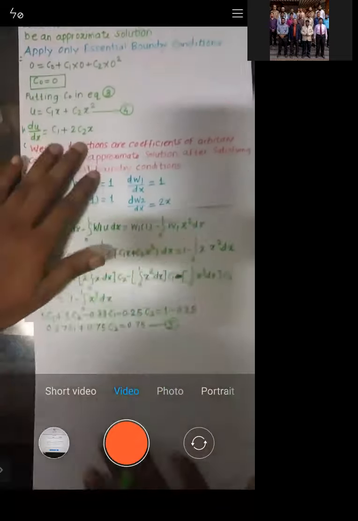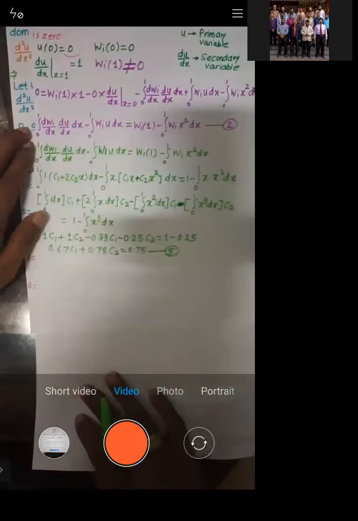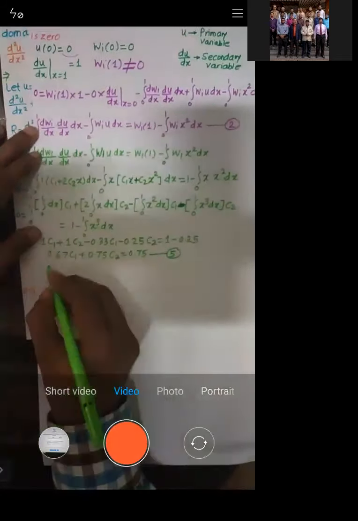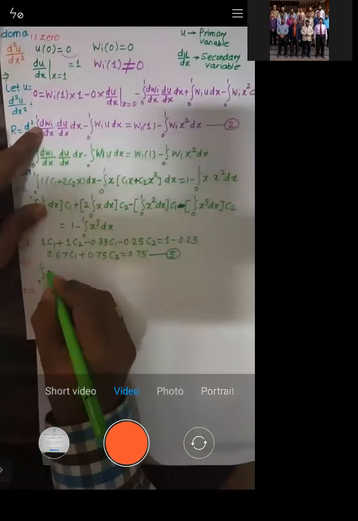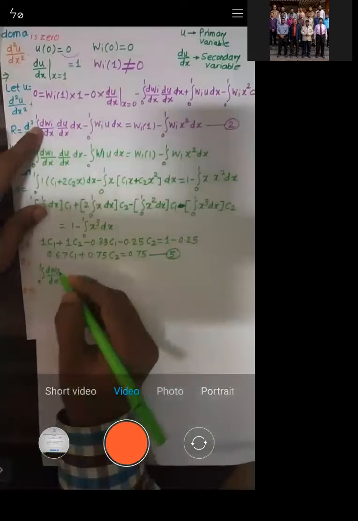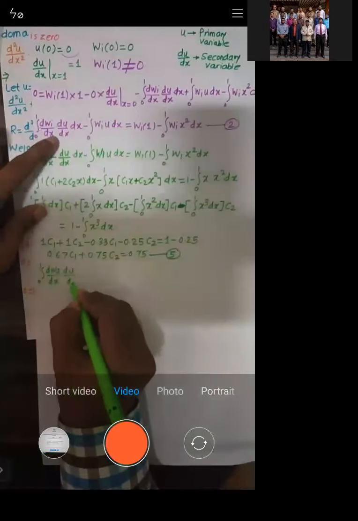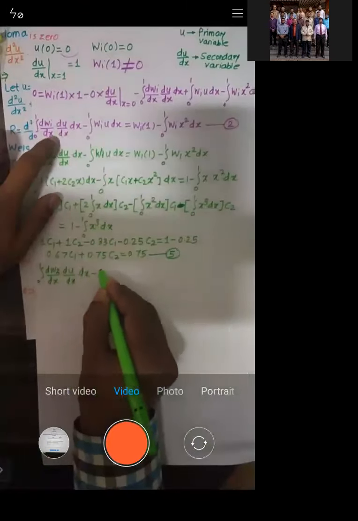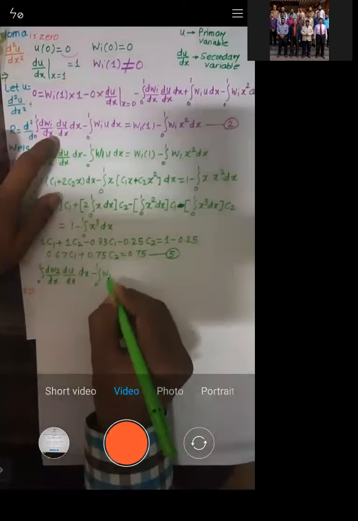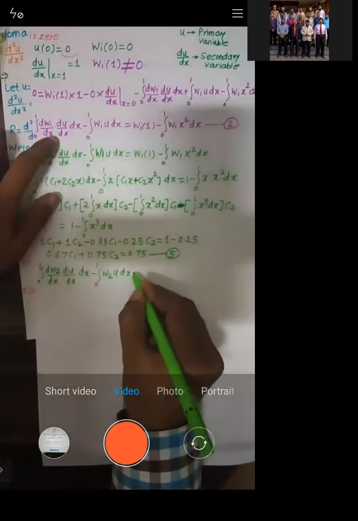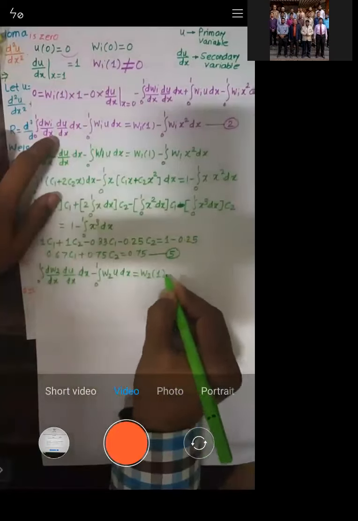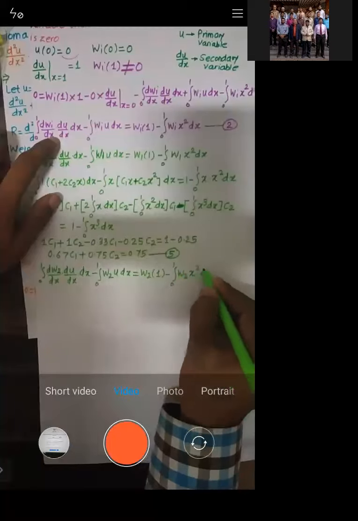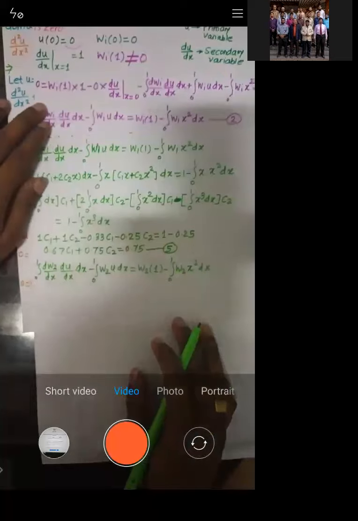Now a similar exercise we will repeat by taking the second weight function. I will write down equation number 2 again, by taking the second weight function. So, integration 0 to 1 dw2 by dx into du by dx into dx, minus integration 0 to 1 w2 into u into dx, is equal to w2 when x is 1, minus integration 0 to 1 w2 into x square into dx. You can check it.